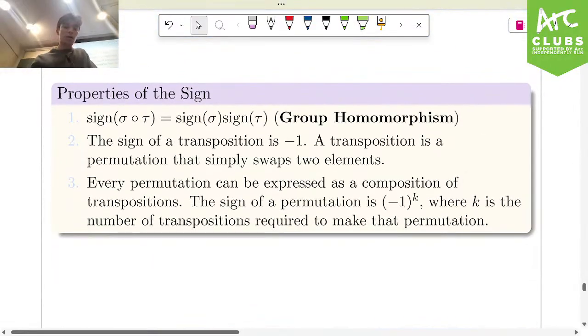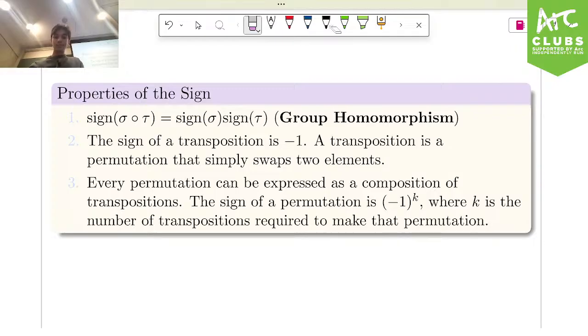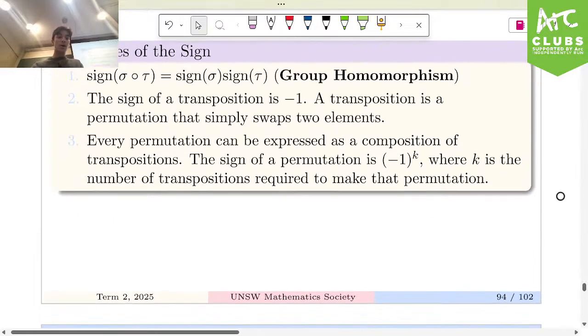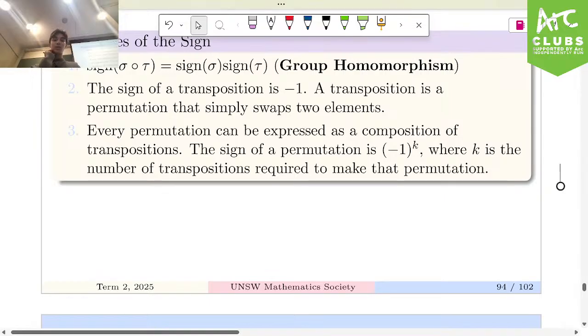Properties of the sign. It's a group homomorphism. So composition inside is the same as multiplication outside. The sign of a transposition is -1. That means that swapping 2 elements, right, the sign of that permutation is -1. That makes sense because that's just one inversion, sorry. And thirdly, every permutation can be expressed as a composition of transpositions.